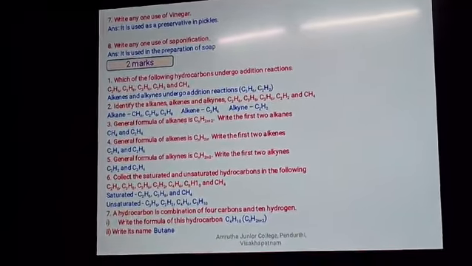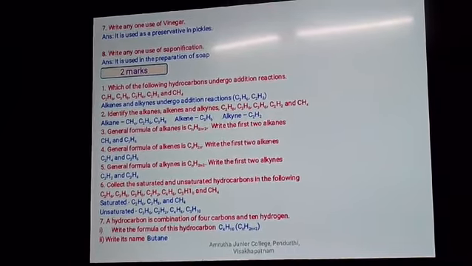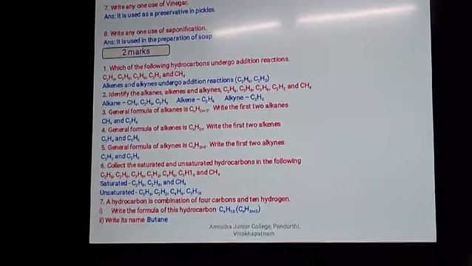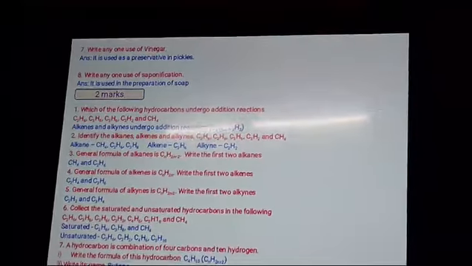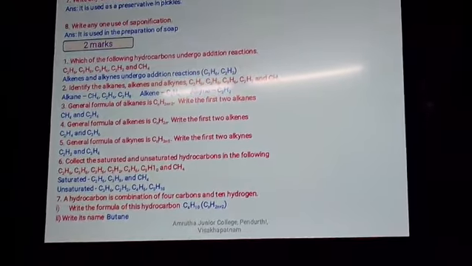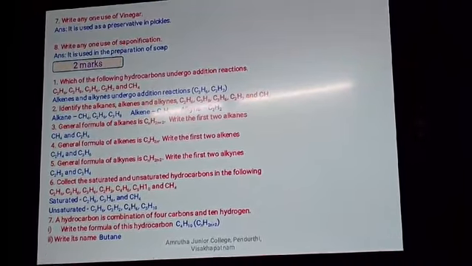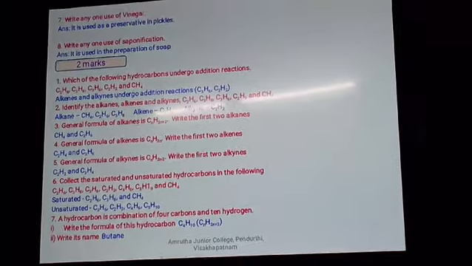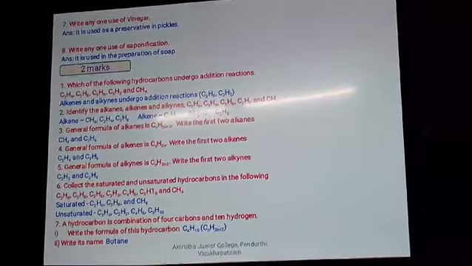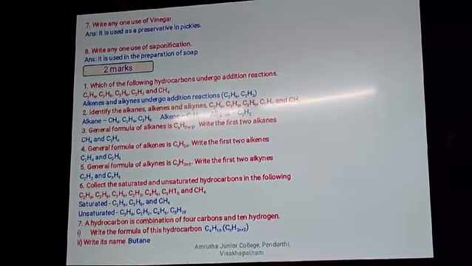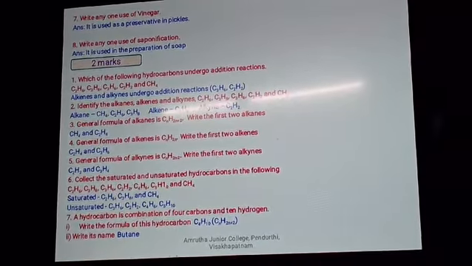Next, identify the alkanes, alkenes and alkynes. Based on the general formula CnH2n+2, CH4, C2H6, C3H8 come under alkanes. C3H6, CnH2n, is an alkene, and C2H2, CnH2n-2, is an alkyne. The general formula of alkanes is CnH2n+2; the first two alkanes are CH4 and C2H6. The general formula of alkenes is CnH2n; the first two alkenes are C2H4 and C3H6. The general formula of alkynes is CnH2n-2; the first two alkynes are C2H2 and C3H4.